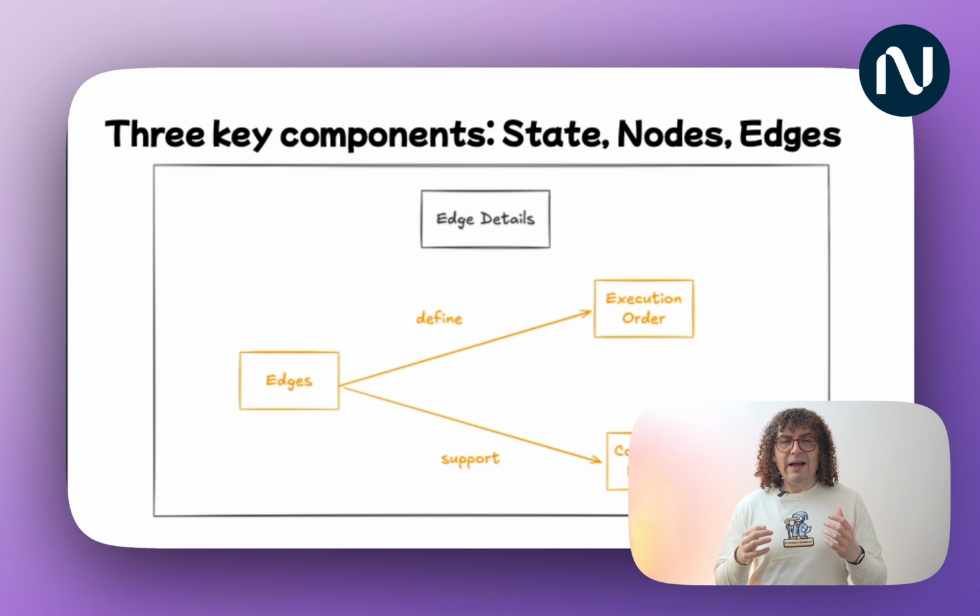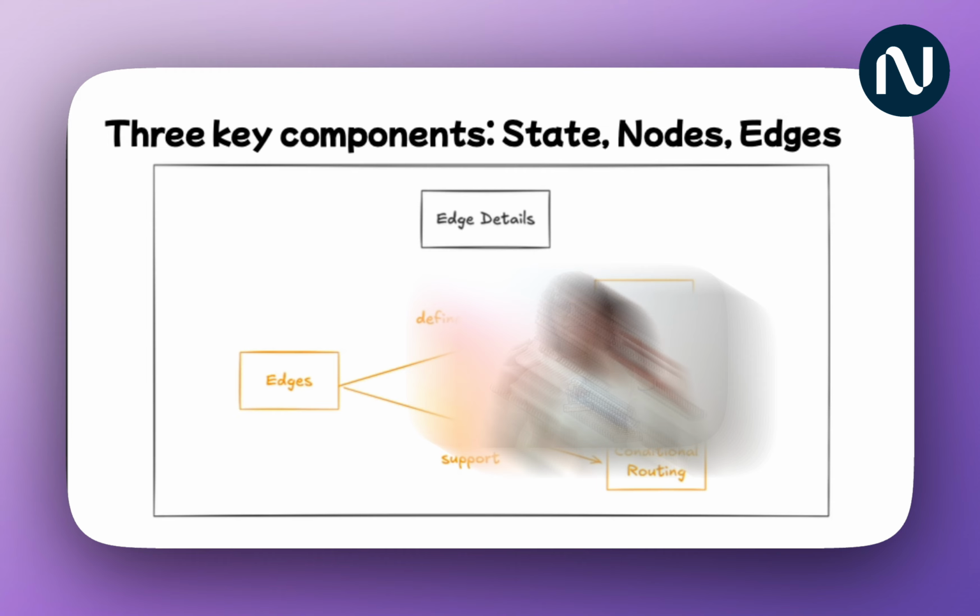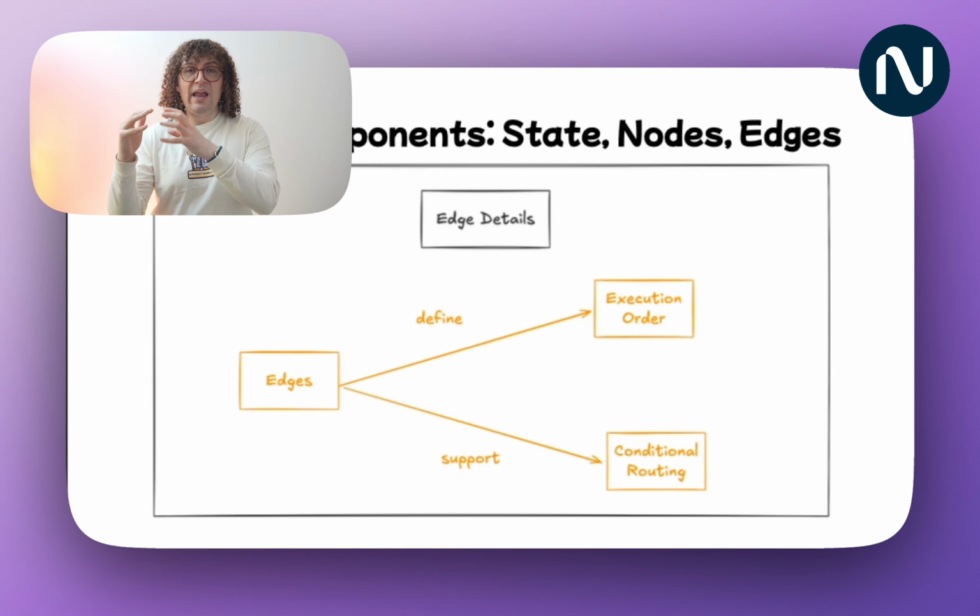Edges define relations between nodes. And by defining that relation, they're also outlining the execution order in a graph. They're saying node A precedes node B. And as a result, they also have to support conditional routing because we have multiple possibilities as a follow-up node, and we have to decide what it should be.